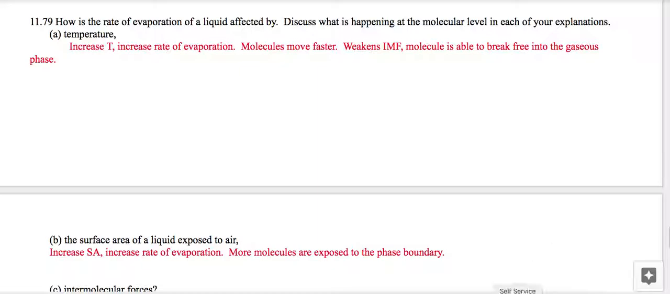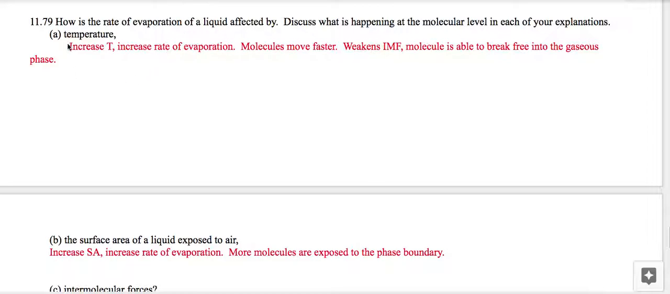Now we're looking at rate of evaporation and some other properties here. So rate of evaporation is also known as the volatility of a liquid. What happens at the molecular level and how it's going to change with these things? Well, the ease at which the molecules are able to switch from a liquid to a gas is how we determine its rate of evaporation, its volatility. The greater the rate of evaporation, the lower the intermolecular force.